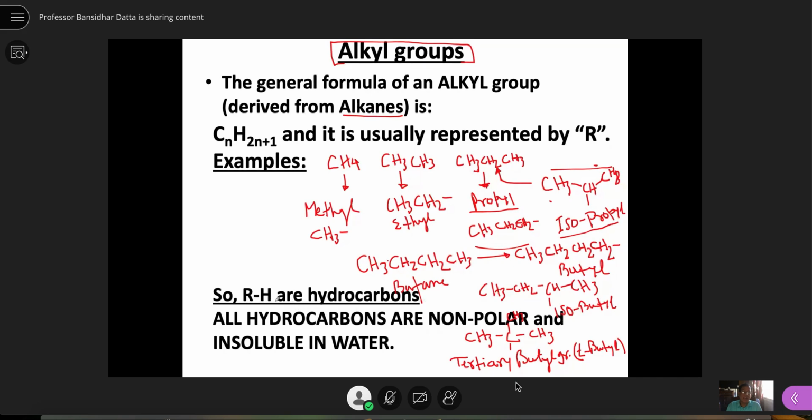So RH are the hydrocarbons, right? R means the alkyl group. And all hydrocarbons are non-polar. They are insoluble in water, soluble in non-polar solvents. Do you have any question about the alkyl groups? Because the alkyl groups are the ones we'll be using from now on.